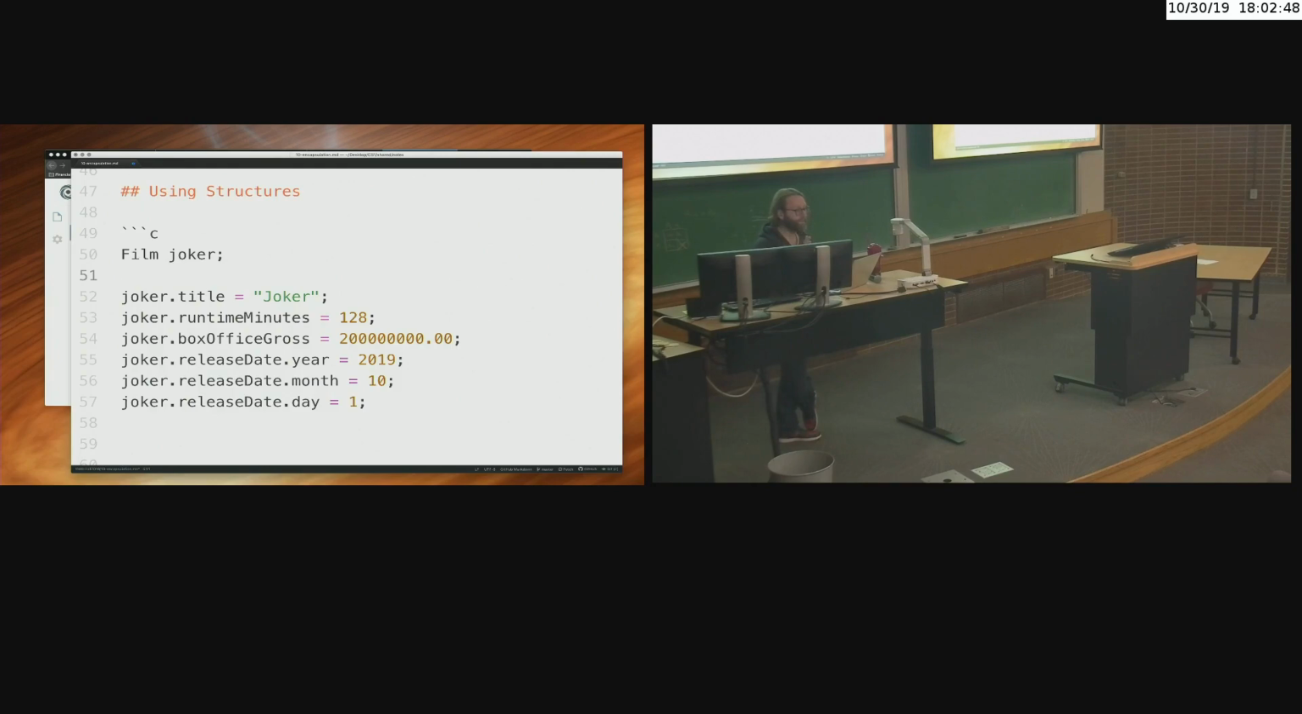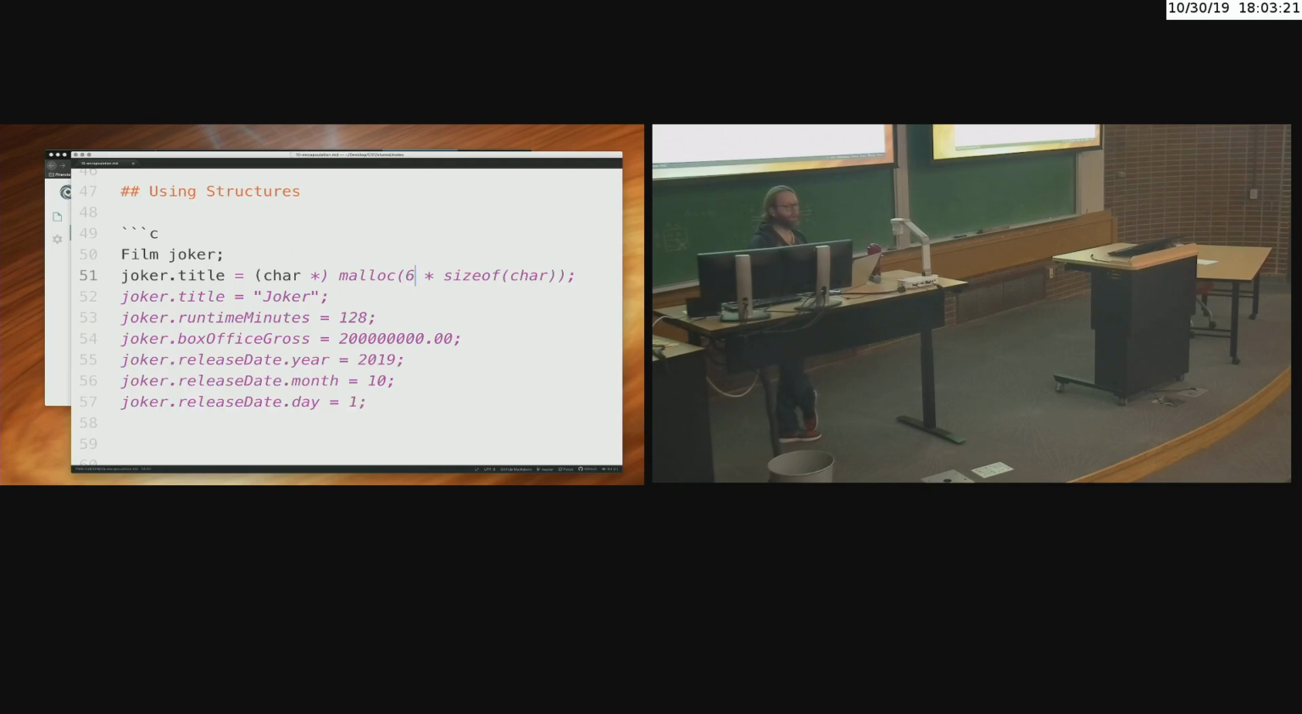So what do I need to do first? I need to allocate the memory. Joker.title is equal to malloc, or char star malloc, right? And how many do you need? Well, 1, 2, 3, 4, 5 times size of char, is that correct? 1, 2, 3, 4, 5 letters plus 1 for the null terminating character.